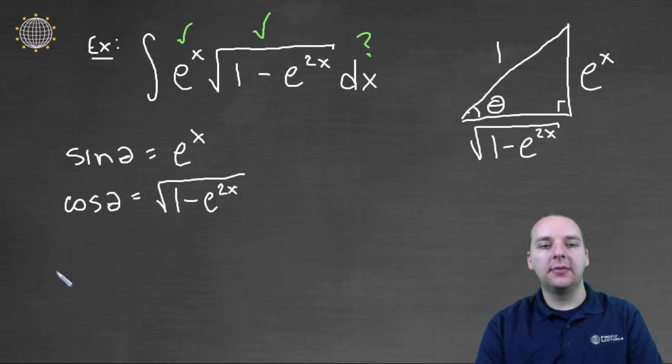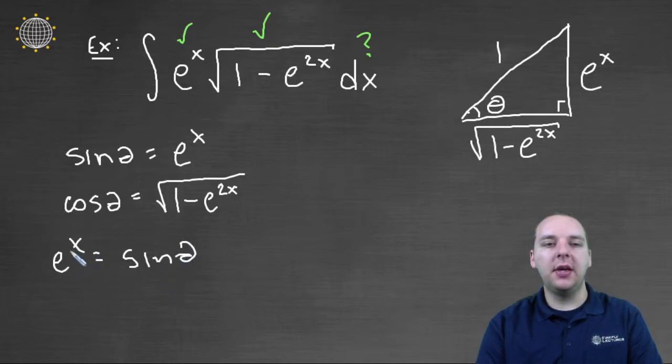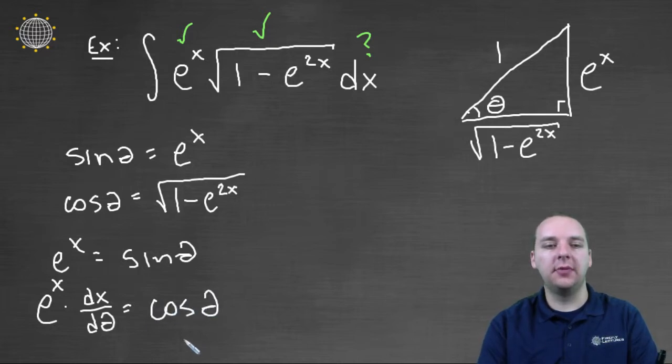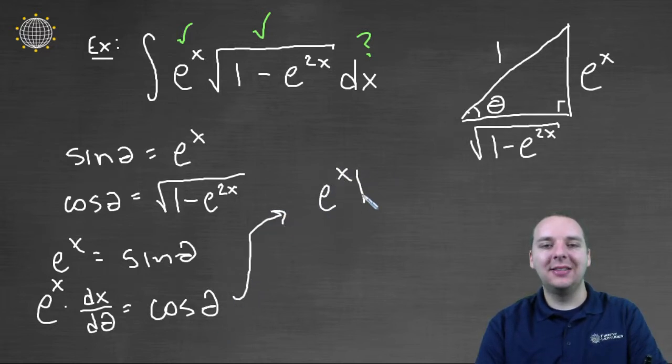If e to the x equals sine of theta, then let me differentiate both sides. If I differentiate the left-hand side, then we would get e to the x times, we can go ahead and write out the full expression, dx d theta, and this will be equal to the derivative of the right-hand side, which would be cosine of theta. And then we would have e to the x dx would be equal to cosine of theta d theta.